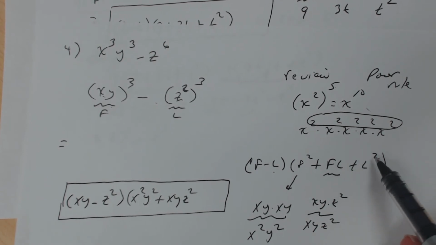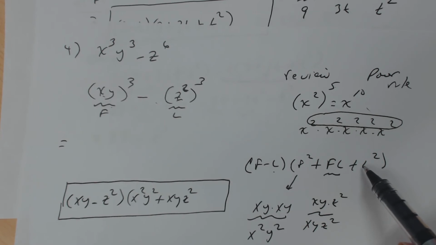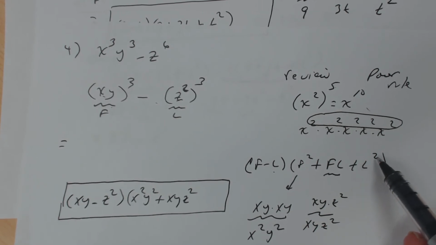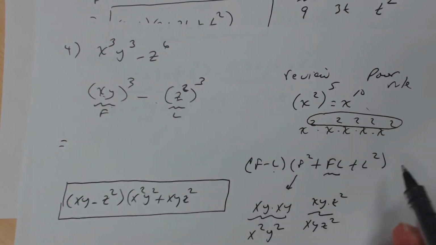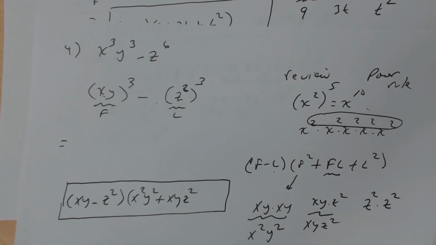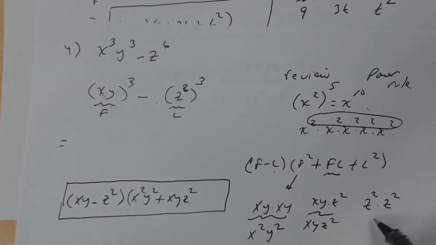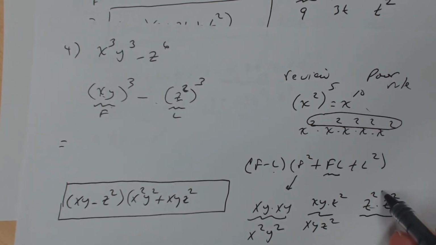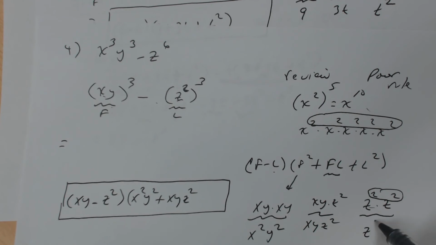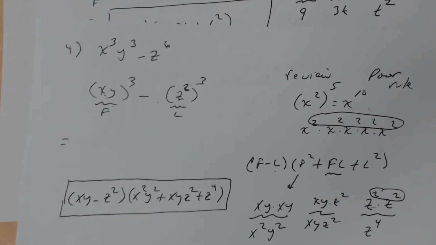Then this says I take the last and I multiply by itself twice. So I take the last and I square it. So the last is z squared. Now be careful with that one. That means z squared times itself, because I'm squaring it. So I'm multiplying by itself 2 times. Well, when you multiply like bases, remember you add exponents. So that's z to the 4th. So that goes here, plus z to the 4th. And there's your answer.